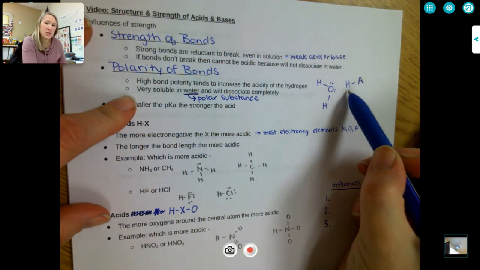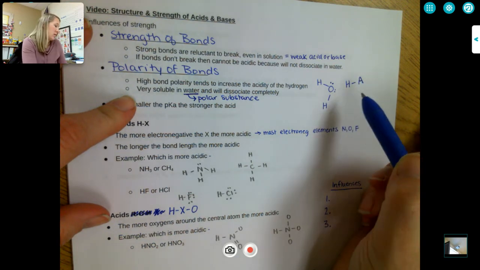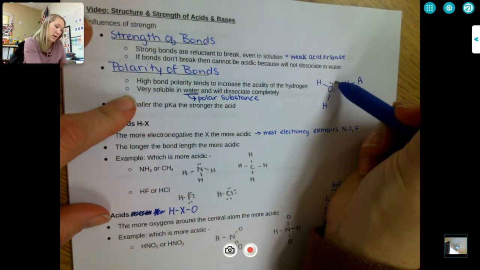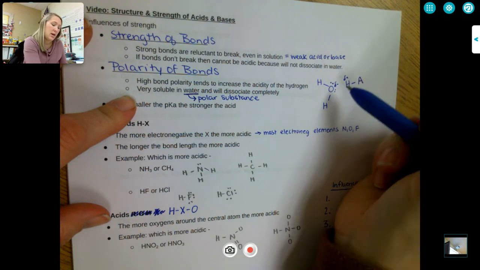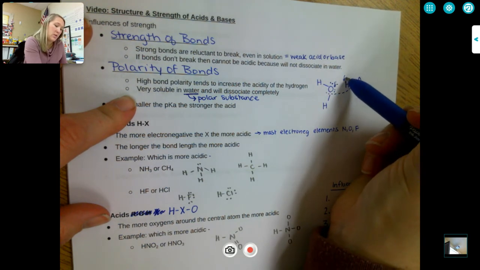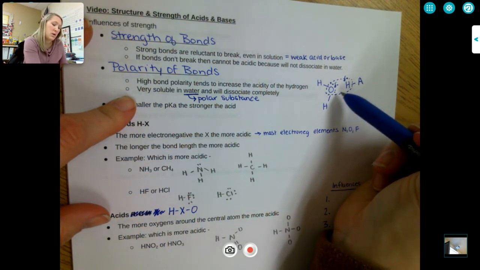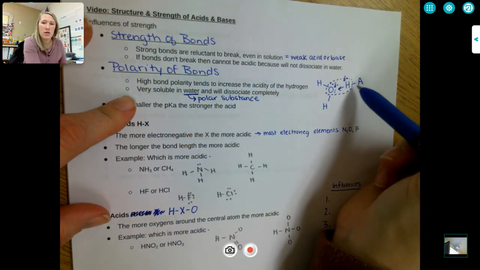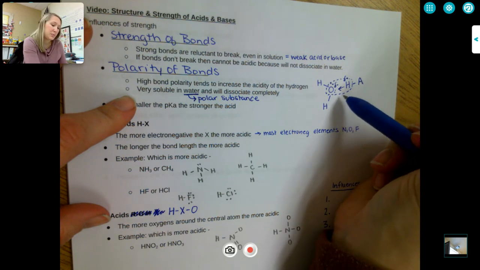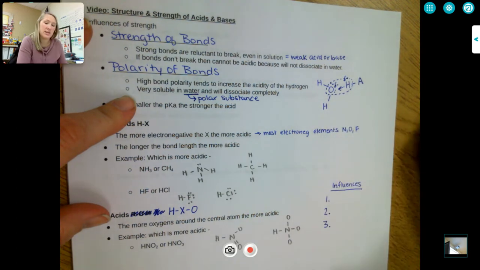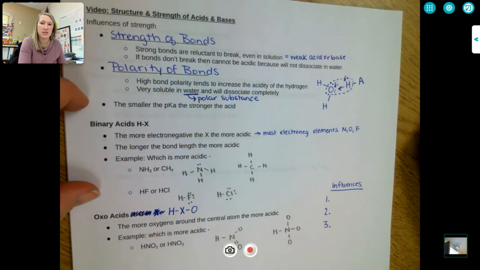So if I was looking at a generic acid, HA, this is my anion and my acidic hydrogen, and it was in water, we would see that the negative part of our water is going to attract the positive part of our acid. And so this interaction happens, hydrogen bonding here, and we are going to then pull our hydrogen off of our acid. And the more polar this bond is, the more easily this hydrogen gets pulled off, dissociates, and then becomes a hydrogen ion in solution.